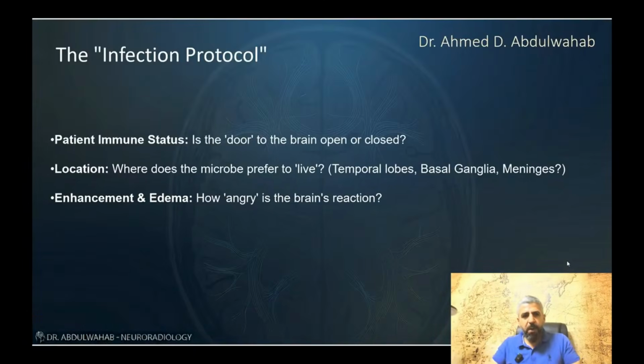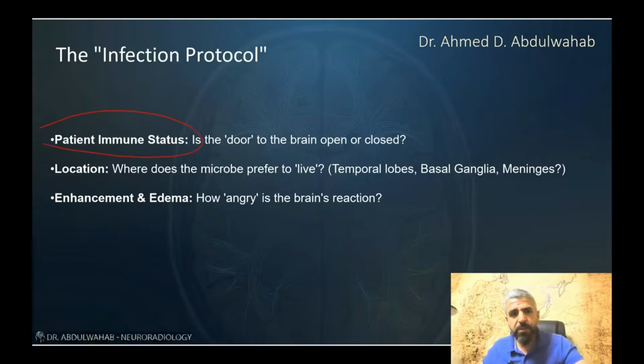Stay with me. First of all, let's start with the infection protocol. Detectives, to hunt these microbes, you must look beyond the scan. Rule number 1, what is the patient history? A virus that attacks an HIV patient looks different than one that attacks a child. Rule number 2, microbes have preferred neighborhoods or locations. Learn their neighborhoods and you can solve the case. And rule number 3 is enhancement and edema. How angry is the brain reaction? How does it react to the invader? These 3 rules are very, very important.